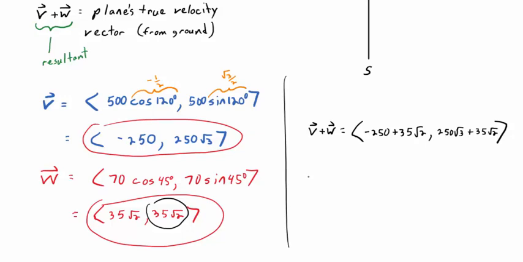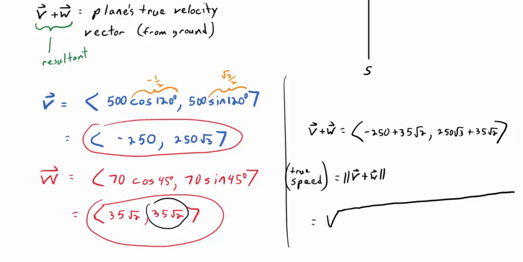Symbolically, then, I'll write it down for you. The true velocity, or the true speed of the airplane as measured from the ground, you'd get by taking the magnitude of this thing. It's the magnitude of V plus W. And then that's going to be a big old square root. And what do you do then? You take that horizontal component, square it underneath the square root, add it to that guy squared. So negative 250 plus 35 rad 2.